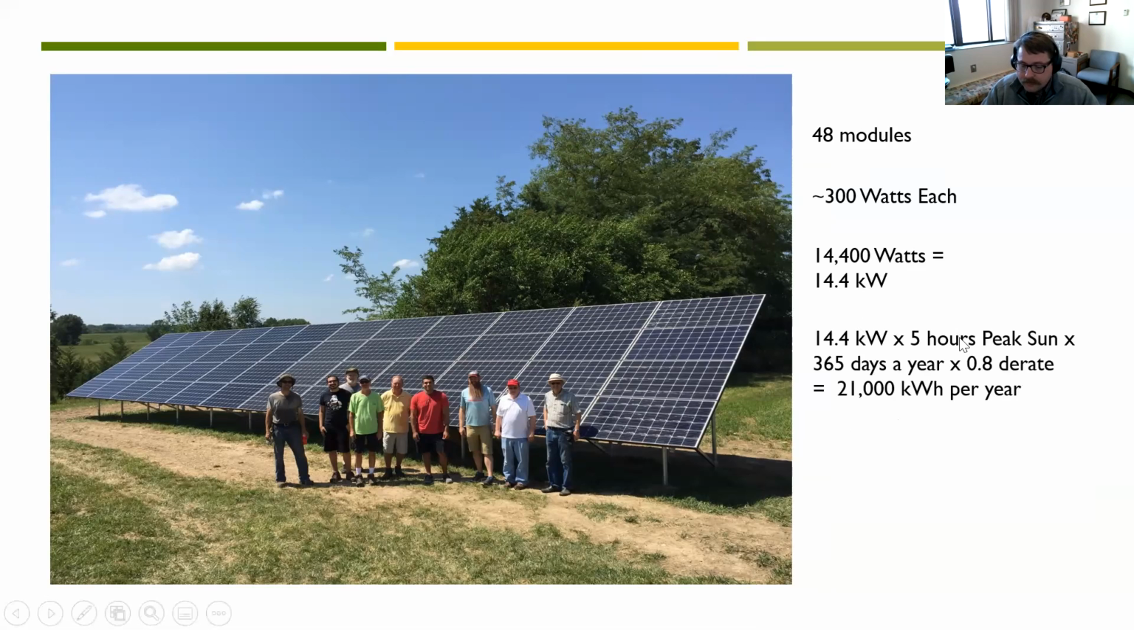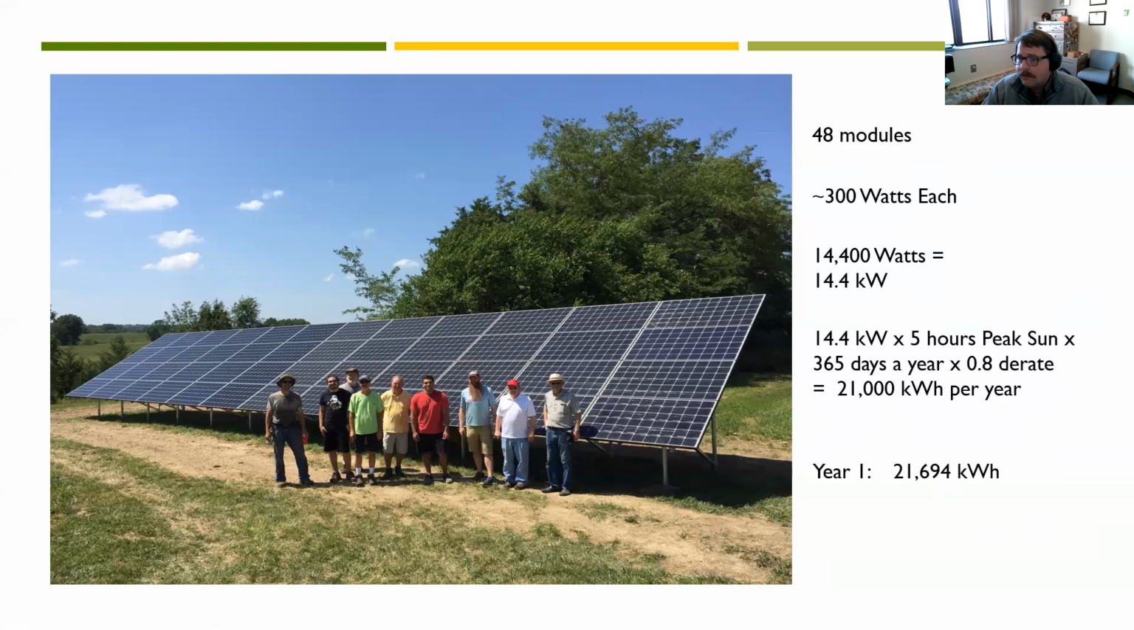We take that times 5 peak sun hours because it's in southeast Nebraska, 365 days a year, and a 0.8 derate factor. It looks very much like the equation I just ran, with the same numbers and same derate factor. I came up with this system generating approximately 21,000 kilowatt hours a year. Now, it doesn't always work out this close, but year one for this system was 21,694 kilowatt hours, so we were pretty darn close on that estimate.